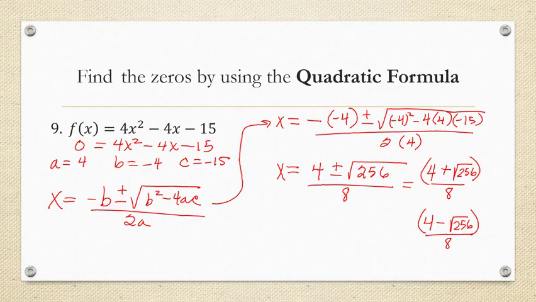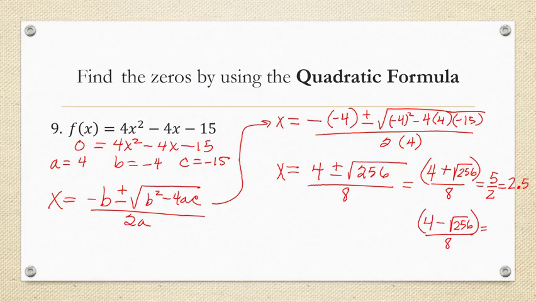Okay? All right, here we go. Left parenthesis, 4 plus the square root of 256. Okay? Divided by 8. Okay, what did you get? Okay, I got 5 halves, or 2.5. Okay?